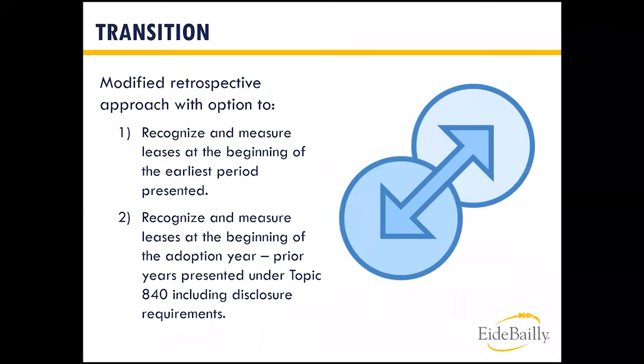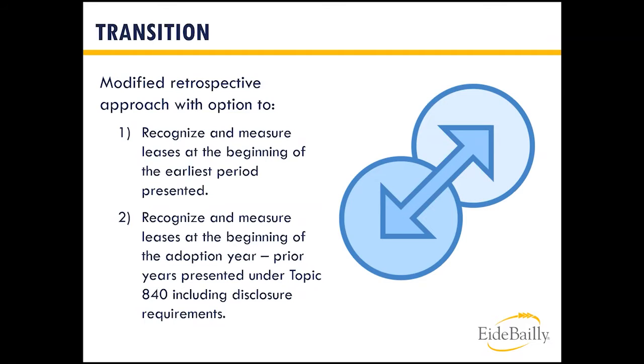When we get to the adoption, there'll be two methods that you can use. Both of these are considered modified retrospective approaches, but the first one is you can adopt it for all the standards or all the years that are presented. So if you have a comparative financial statement, you would present it for both years. You could also just present it for just the current year.